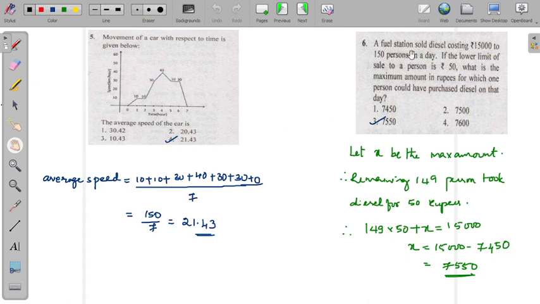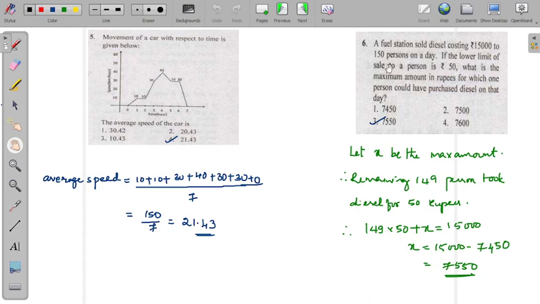Sixth question, a fuel station sold diesel costing 15,000 rupees to 150 persons on a day. If the lower limit of sale to a person is 50 rupees, what is the maximum amount in rupees for which one person could have purchased diesel on that day? So we don't know the maximum amount. We will take x as the maximum amount. Out of 150, that one person has paid the maximum amount. Remaining 149 took diesel for 50 rupees because that is the minimum cost.